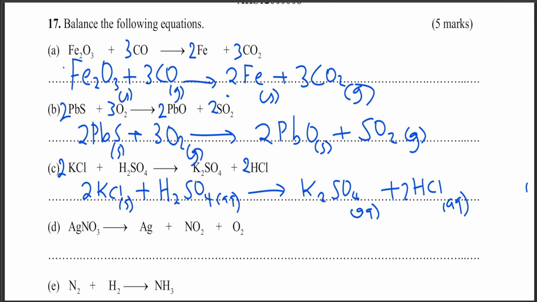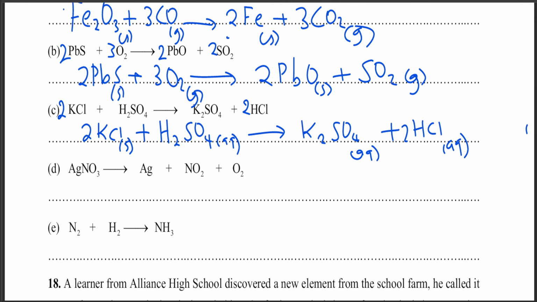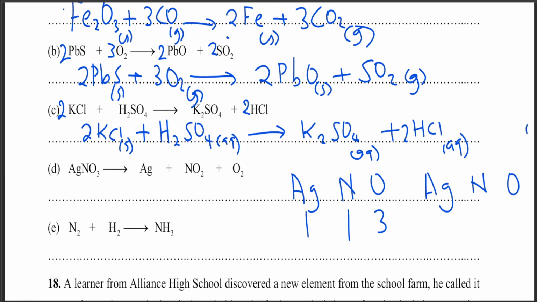So now another one, silver. So again, we have silver, we have nitrogen, acha tuweke nitrogen na oxygen. Then there we have silver, we have nitrogen, we have oxygen. Huwezi weka nitrate kwa sababu on the product side hakuna nitrate. So silver moja, nitrogen moja, oxygen tatu, silver moja, nitrogen moja, oxygen sasa hapa ni 4.